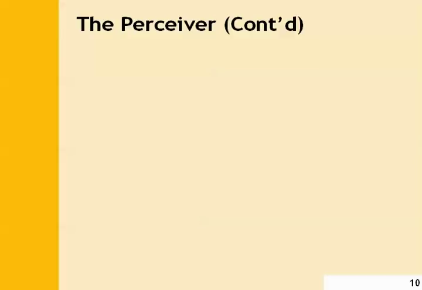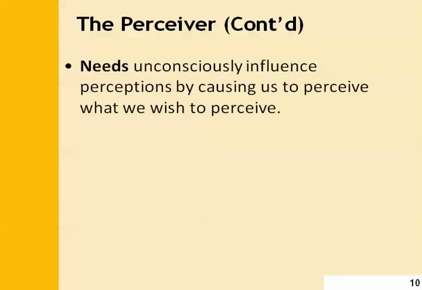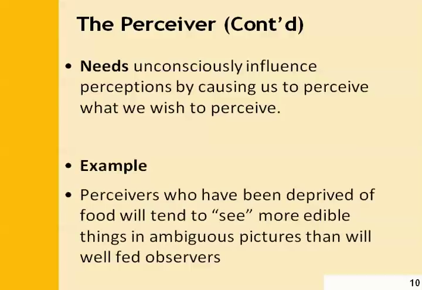Okay, what else is related to the perceiver and affects perception? The perceiver's needs unconsciously influence perceptions by causing us to perceive what we wish to perceive. For example, in a study, they found that perceivers who have been deprived of food will tend to see more edible things in ambiguous pictures than will well-fed observers.